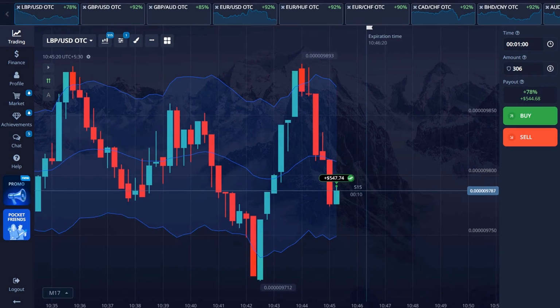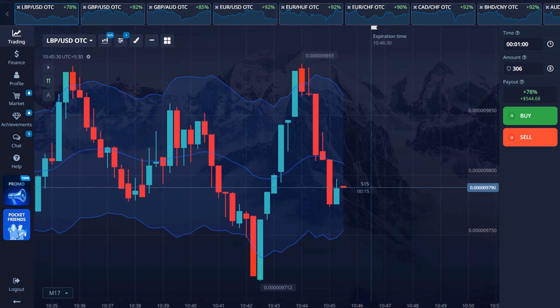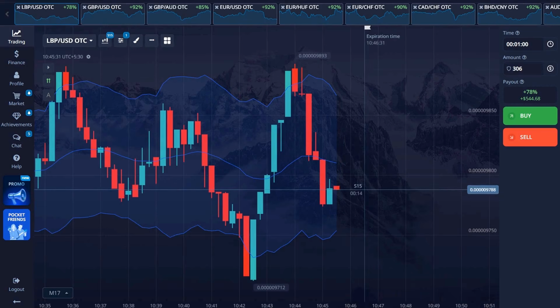And here's the result. Our 1-minute sell trade closed in profit. The price stayed below the entry point, giving us a clear win. This is a textbook example of the Keltner Channel Breakout strategy in action. We spotted the breakout, waited for confirmation, and entered with discipline.